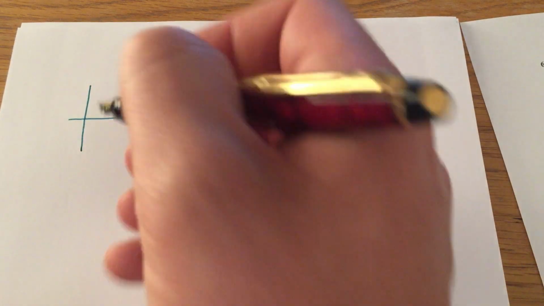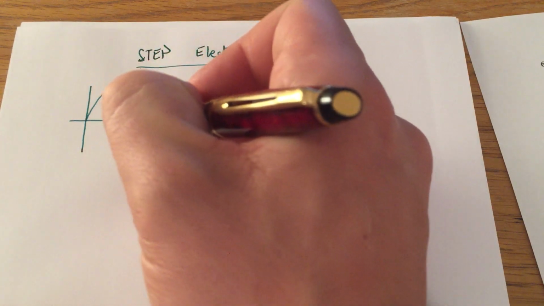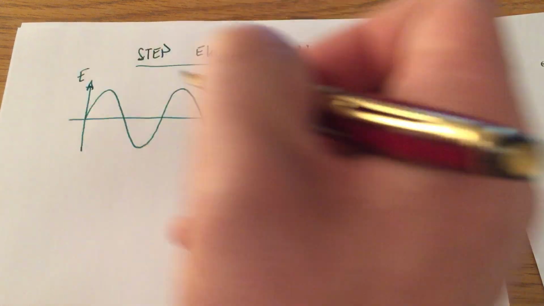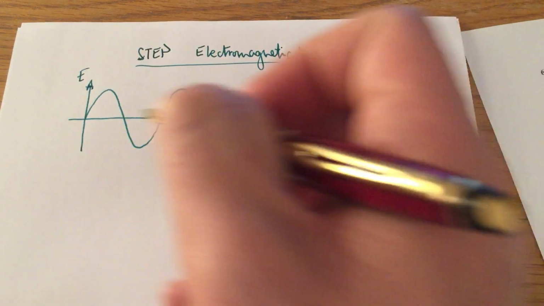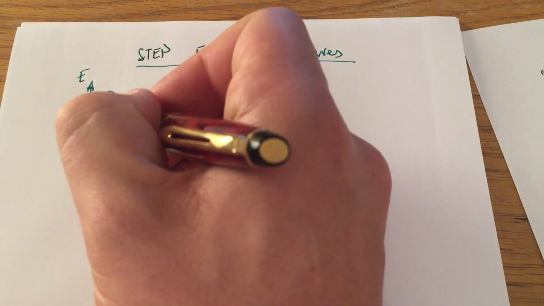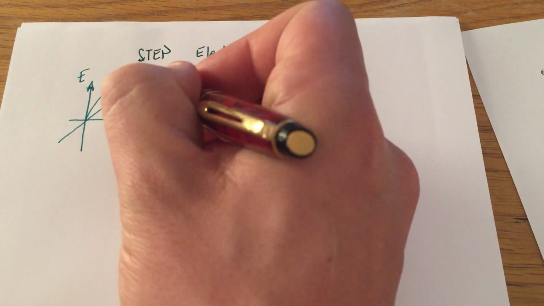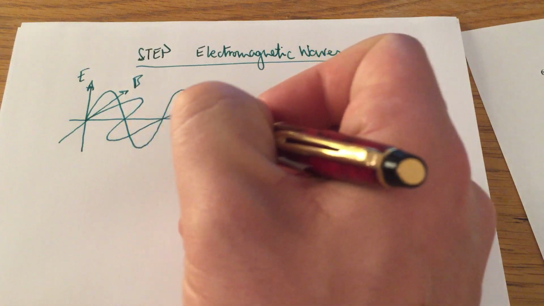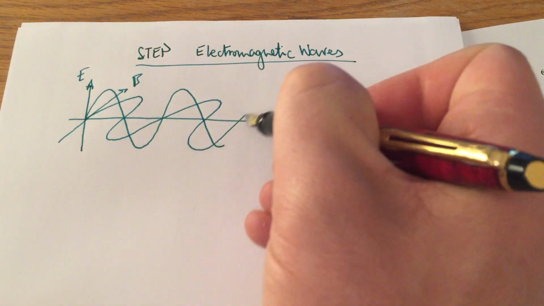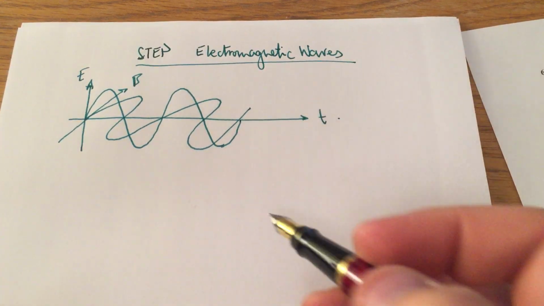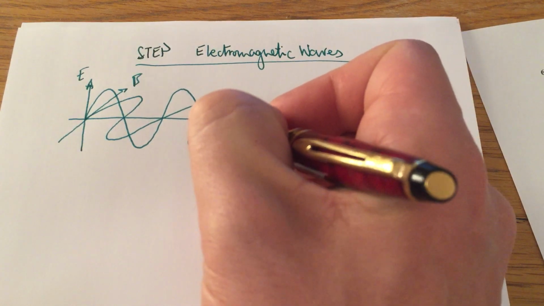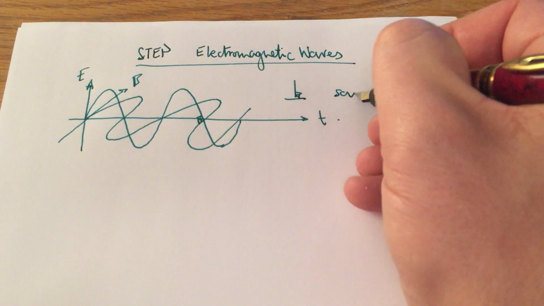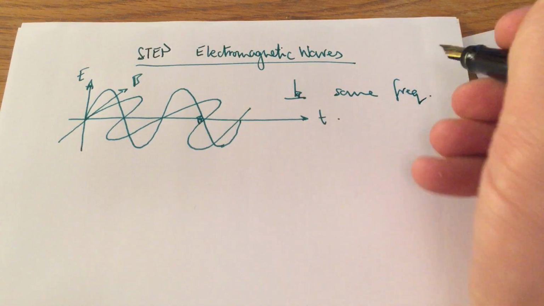Electromagnetic waves are an oscillation in the electric field with respect to time, and also, if I was to draw another axis there, the magnetic field with respect to time. And those are mutually perpendicular. It's actually a wonderful diagram I've drawn there. At every point, they're perpendicular to each other, and they have the same frequencies.